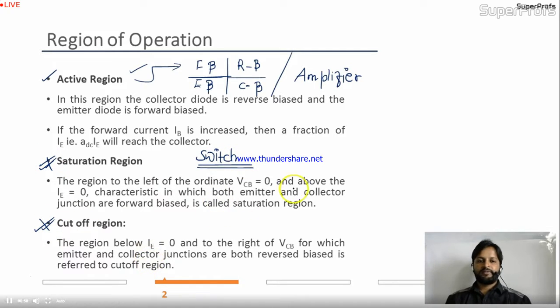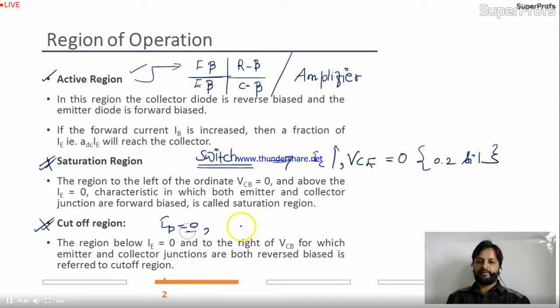So in saturation, during saturation, current IC is very high. I'll talk about VCE, it will be 0, and practically it's 0.2 for a silicon type of BJT. Now, what is the cutoff? In the cutoff, IB will be 0, so IC will be 0. Everything will be 0 in this region.